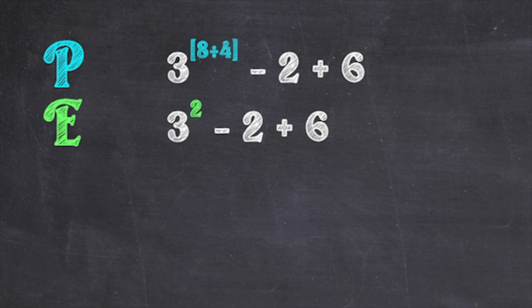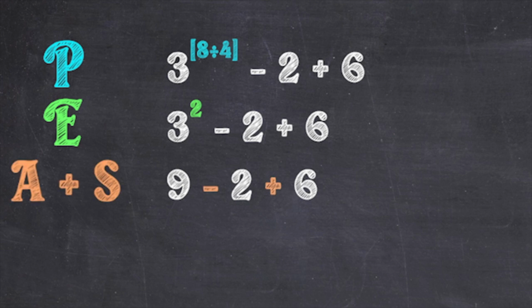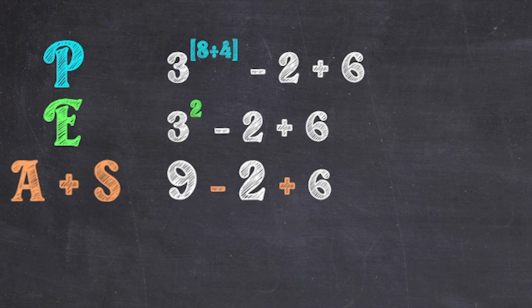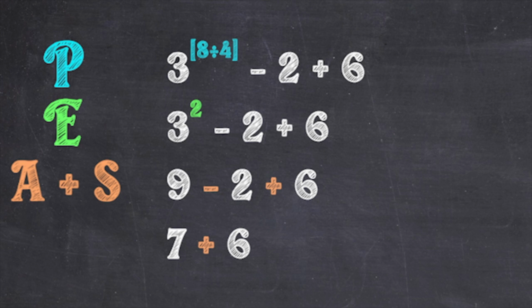That 2 we just wrote down is now the exponent of 3. So let's think. What is 3 squared? Well, 3 times 3 is 9. So we can replace 3 squared with a 9. There are no multiplications or divisions in our expression now, so we can move on to the addition and subtraction. Completing addition and subtraction from left to right, it looks like first we just need to subtract 2 from 9, which gives us 7. Now all that's left is to add 7 and 6, which gives us 13. And by doing that, we're done.